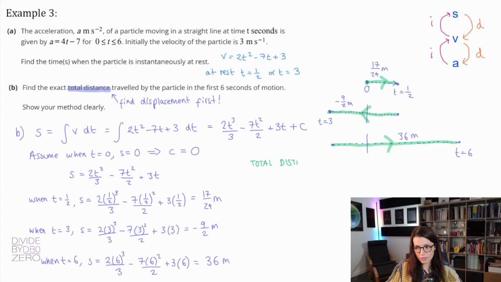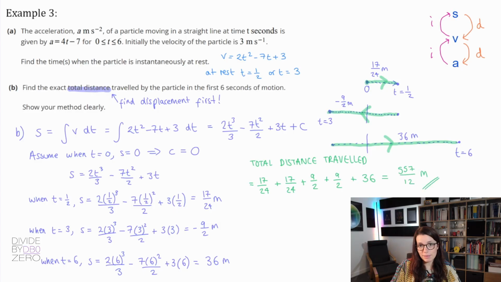Now we can work out the total distance travelled by just adding up all those individual pieces of the journey. So it goes 17 over 24. It then goes back on itself, so another 17 over 24. It goes 9 over 2, then back on itself to get back to the origin. And then finally, another 36. So when you add all of those up, you get the total distance, 557 over 12 meters. Easy to make mistakes on that type of question, so just take your time on that.